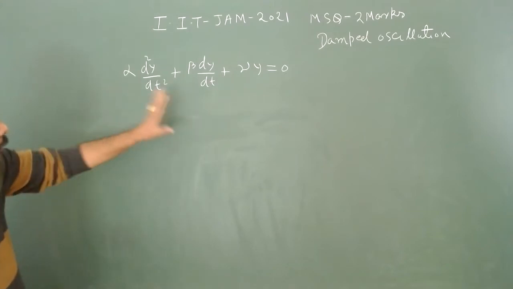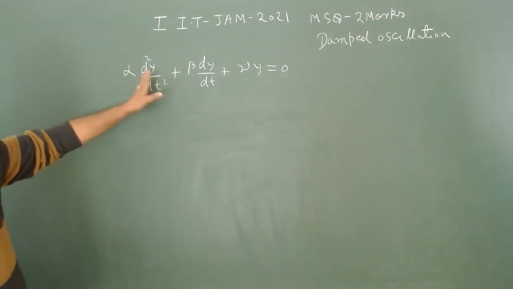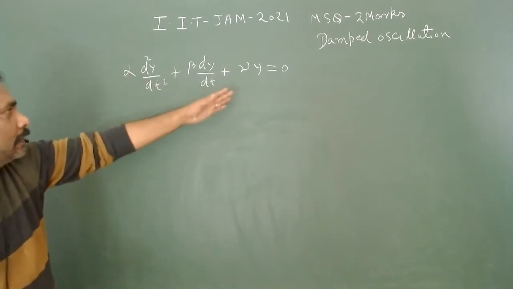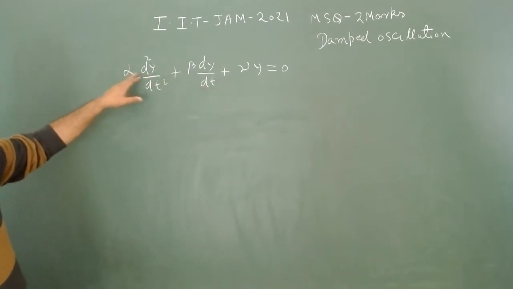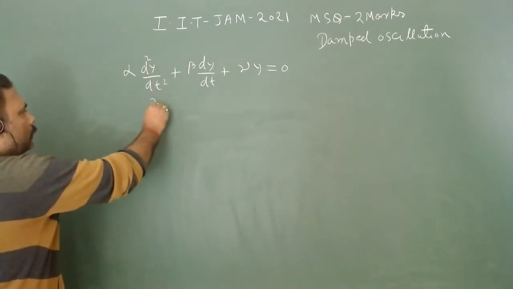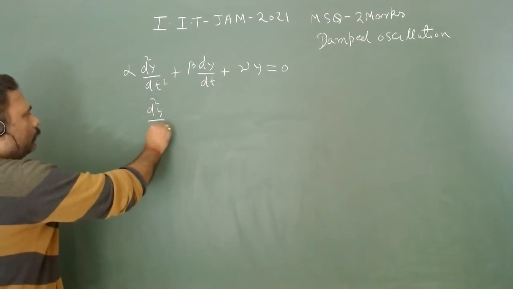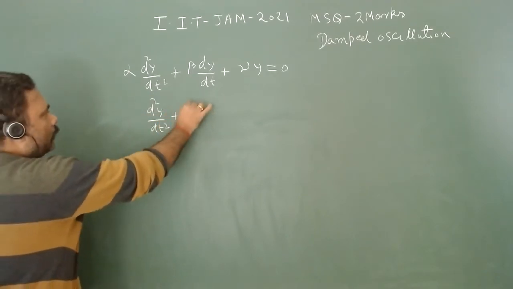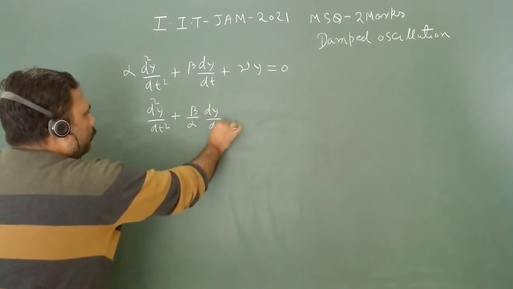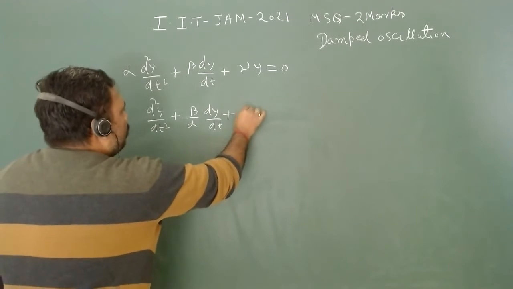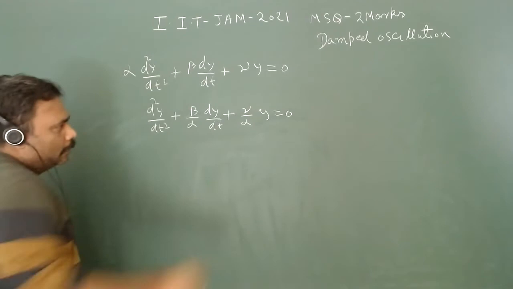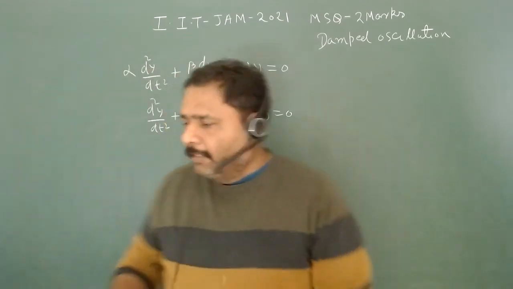And before going to analyze this concept, we will just divide by alpha on all sides such that we can have coefficient 1 for the second order term. So this will be equivalent to d square y dt square plus beta upon alpha dy upon dt plus gamma upon alpha y is equal to 0. So let us try to make it a little bit cleaner.